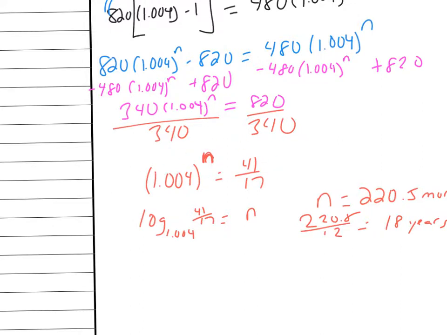So log, the base stays the base. Log always equals the exponent. So it's log base 1.004 of 41 over 17 equals n. Works out to be 220.5 months. Number of years, 18 years. Okay. That's that. Let's move on.